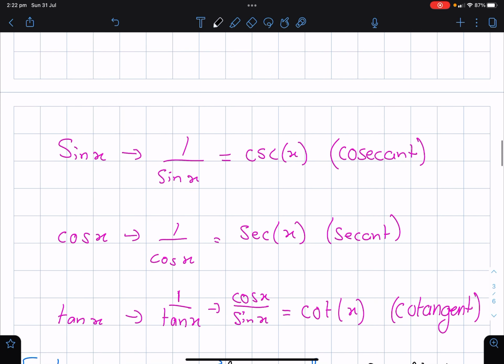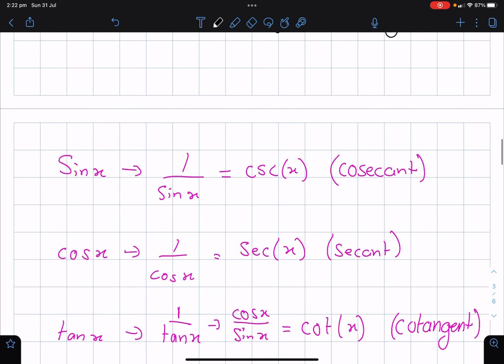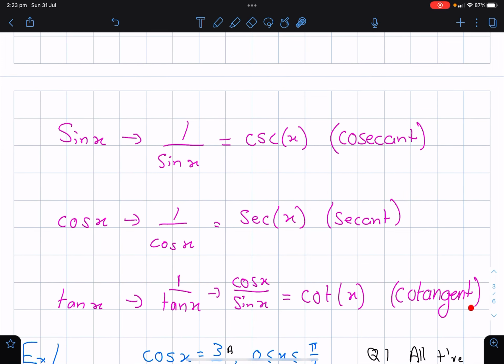All right, so this is what we're looking at here. Sine of x goes to 1 over the sine of x, and we call this the cosecant. So CSC of x, that's our cosecant, which is the reciprocal of sine of x. Cosine of x to 1 on cosine of x, we call this the secant, okay, so SEC of x. And tan of x goes to 1 on tan of x, which is actually cosine of x on sine of x, because tan of x is sine x on cos x, and we call this the cotangent, which is COT of x. Okay, so we've now got cosecant, secant, and cotangent.